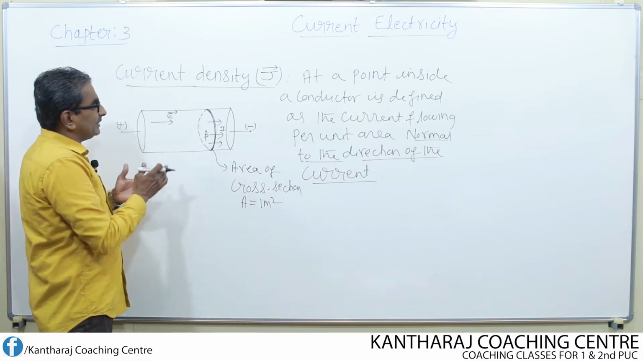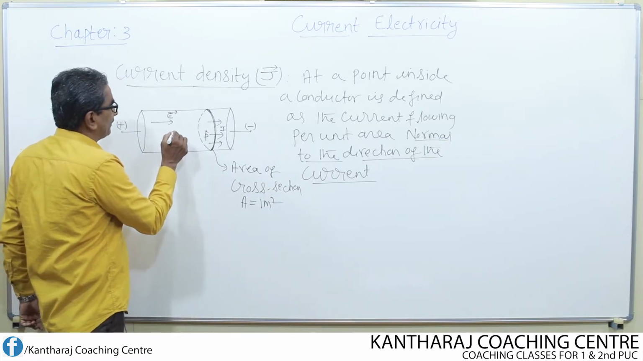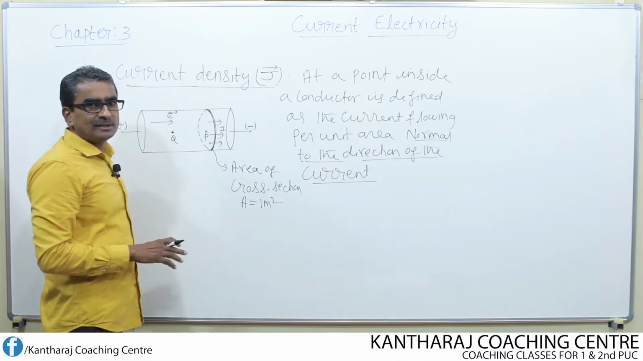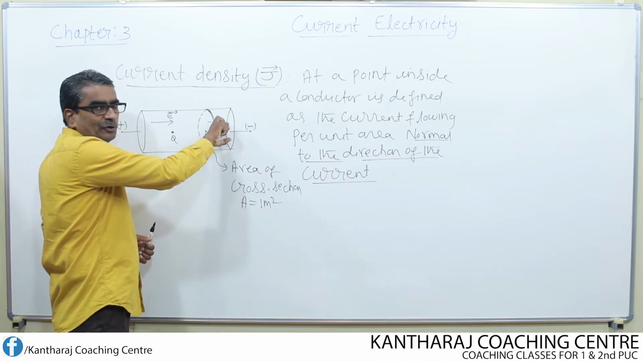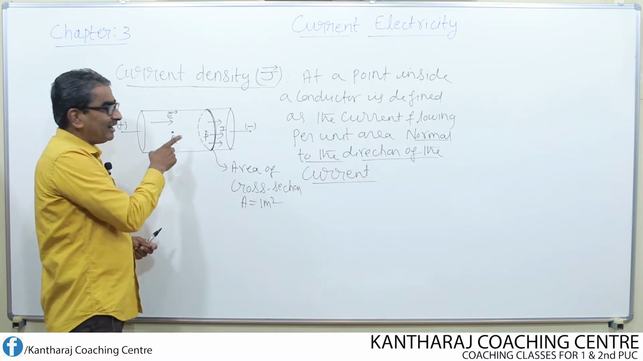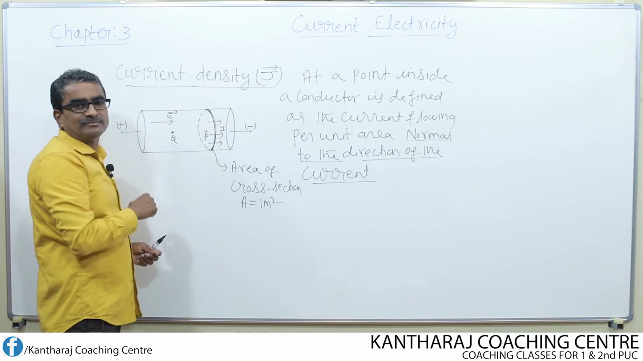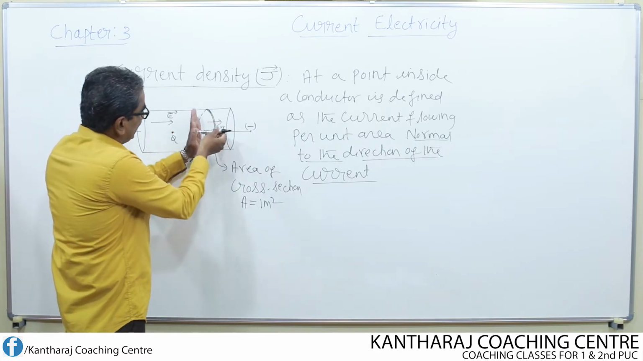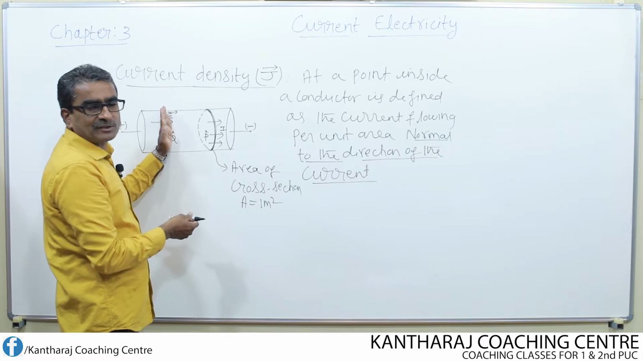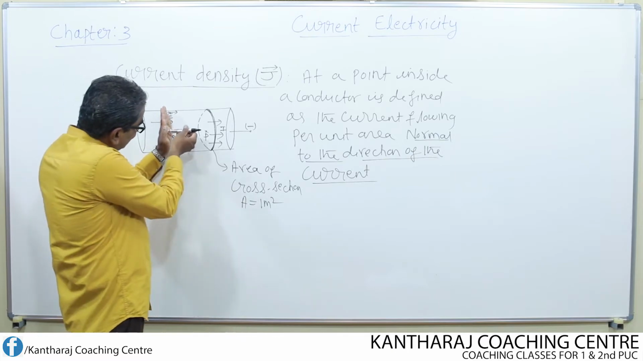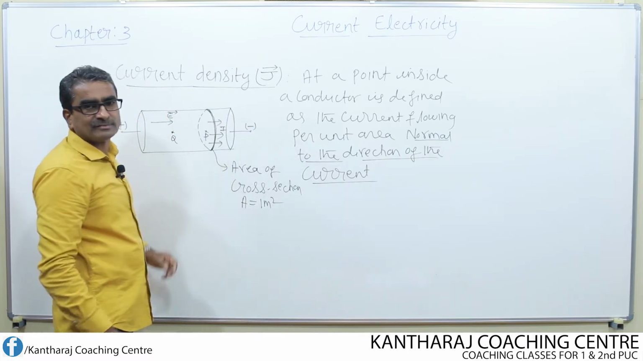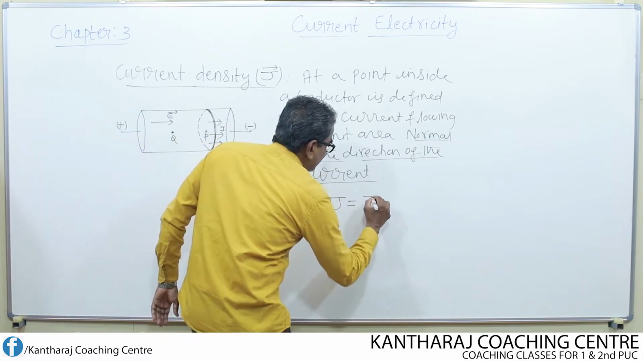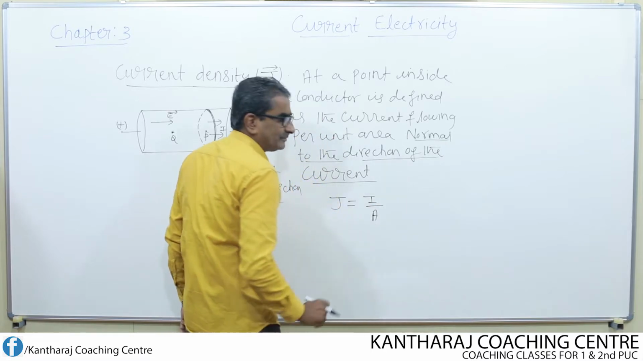Similarly, I can define the current density at some other point, say for example at the point Q. So the same argument holds good here also. It means the amount of current flowing through unit area taken all around this point. So flow of current is always perpendicular to the area of cross section. Here also the area of cross section is taken like this and the current flow will be perpendicular. So I can write mathematically J equal to I by A.